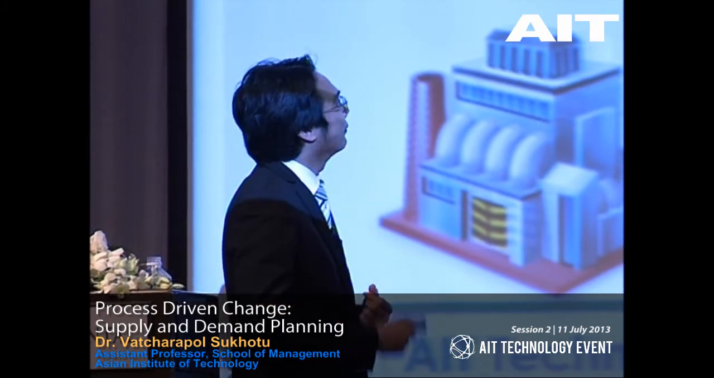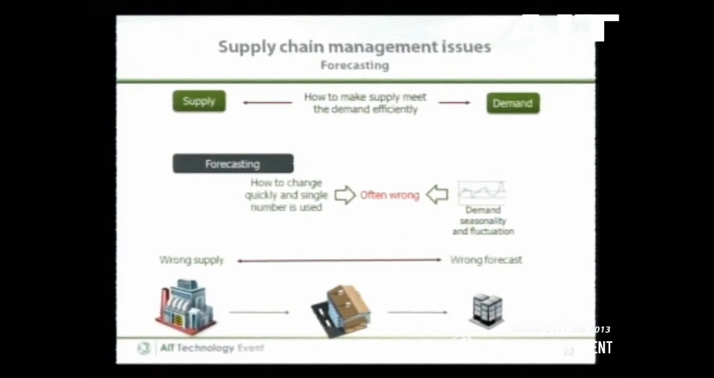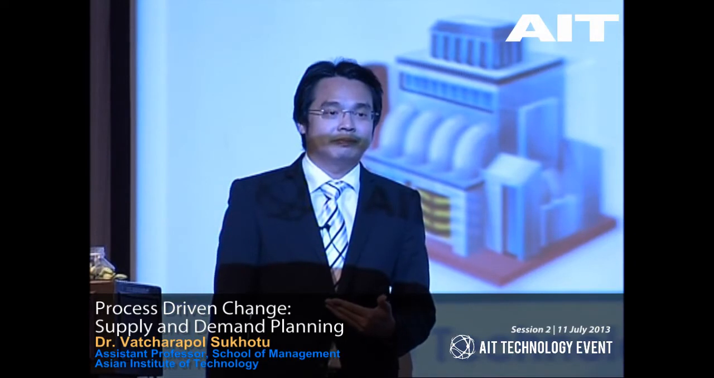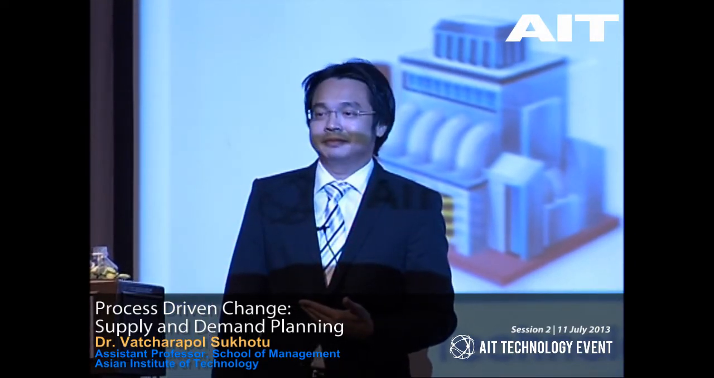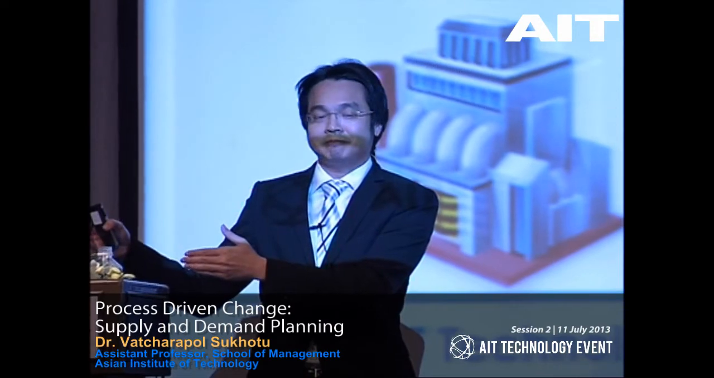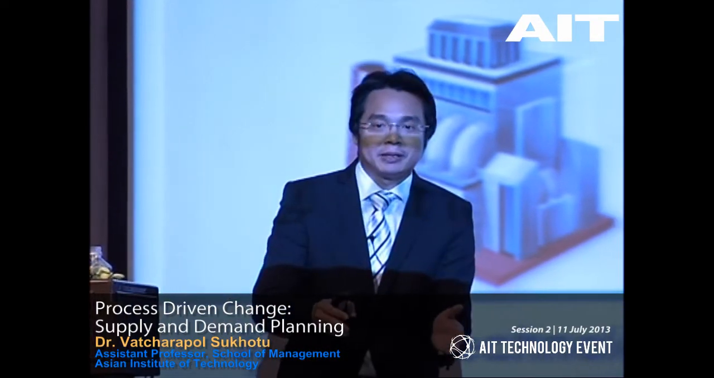So when we manage the supply chain, we need to make sure that we can change quickly, because many times we get it wrong. But when we get it wrong, how can we change our supply chain to react quickly? Many times in many organizations, one of the big issues is that not a single number is used in the planning. The marketing might plan one number, the production might plan one number.